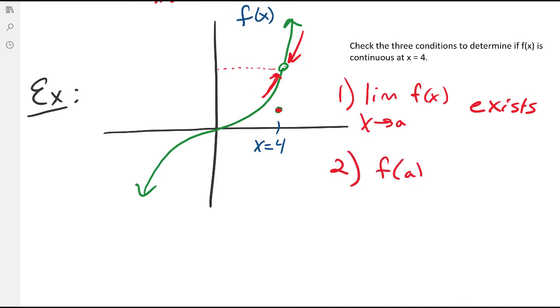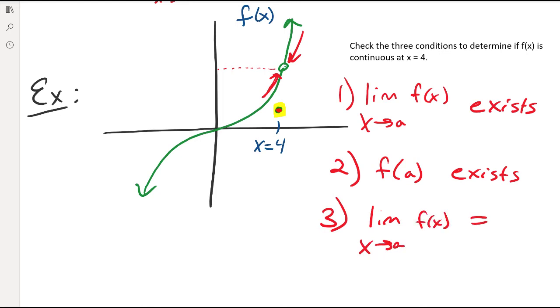does f of a exist? Right? Do we have a function value when x is equal to 4? Yes, we do. Even though we have an open dot on the main part of the graph, we have this closed dot down here that I've highlighted in yellow. Because of that, we can say, yes, f of a exists. But are we continuous? We are not, because what's the third condition? The third condition is the question of, does the limit as x approaches a of f of x equal f of a?